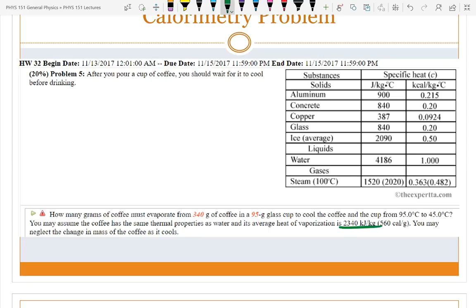I identify it's a calorimetry problem because I have a lot of experience. Because I know that I'm putting these together and heat's going to transfer from one thing to another. And so for any calorimetry problem, I'm going to start with the sum of the heats is equal to 0. And then the heat for the coffee, it's changing temperature, not changing phase. So that's going to be mc delta T.